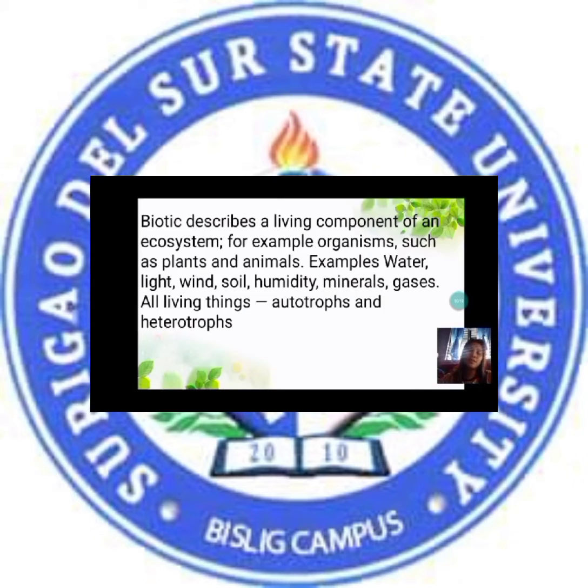So, biotic describes a living component of an ecosystem such as plants and animals. The examples of biotic components are water, light, wind, soil, humidity, minerals, and gases. All living things, autotrophs and heterotrophs. So, autotrophs are known as producers because they are able to make their own food from raw materials and energy. Heterotrophs are organisms that eat other plants or animals for energy and nutrients.